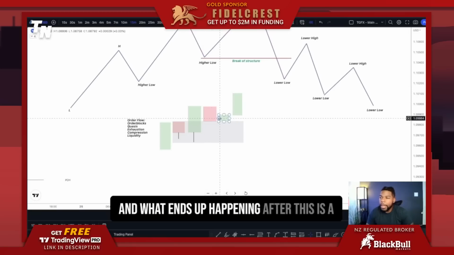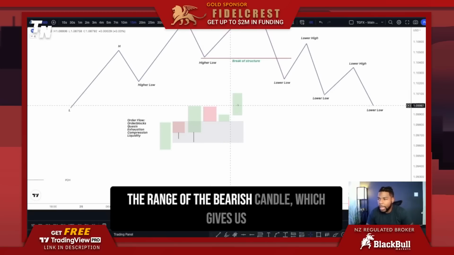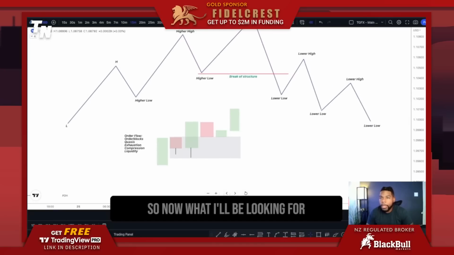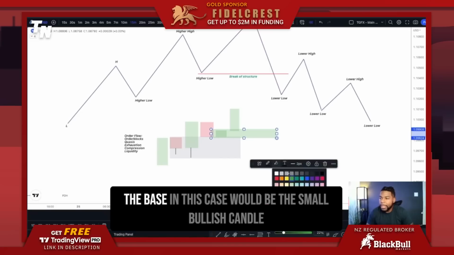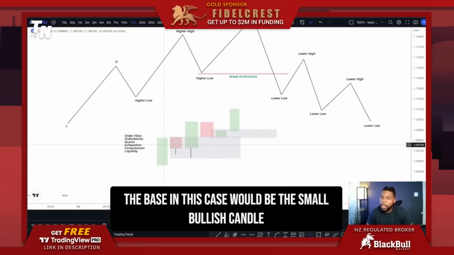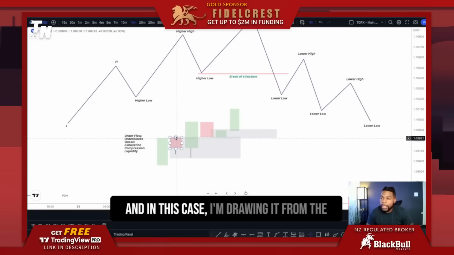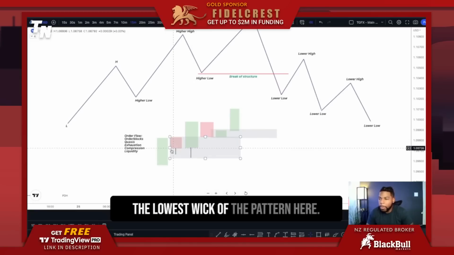And what ends up happening after this is a lot of times the next bullish candle expands outside the range of the bearish candle, which gives us an engulfing variation or an order block. So now what I'll be looking for is a retest to this base candle. The base in this case will be the small bullish candle, versus in this one it would be the red candle. In this case, I'm drawing it from the red candle body open all the way down to the lowest wick of the pattern.